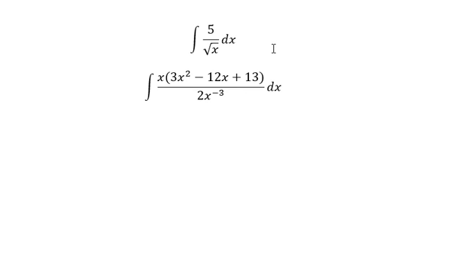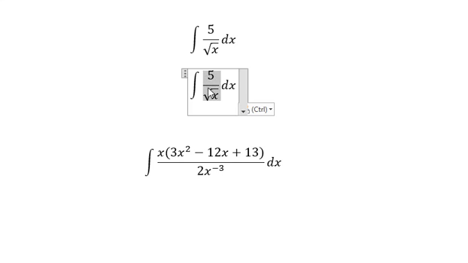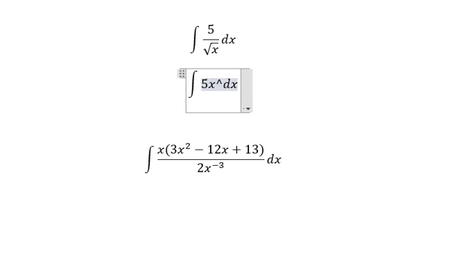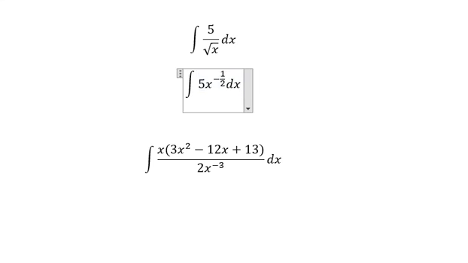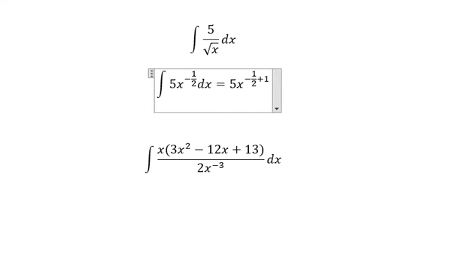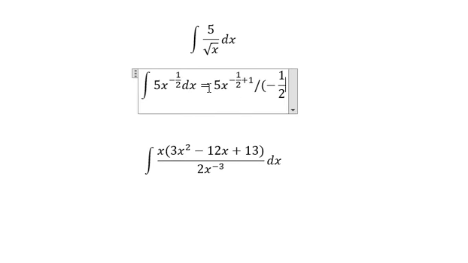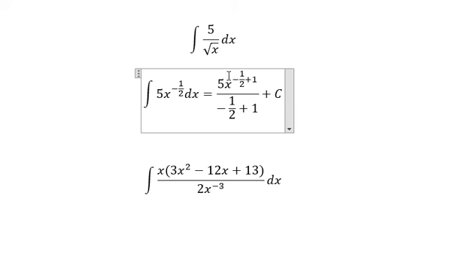About this one, we can write into 5x to the power of negative 1 over 2. And now we got the final answer. Negative 1 over 2 plus 1, you got about positive 1 over 2.